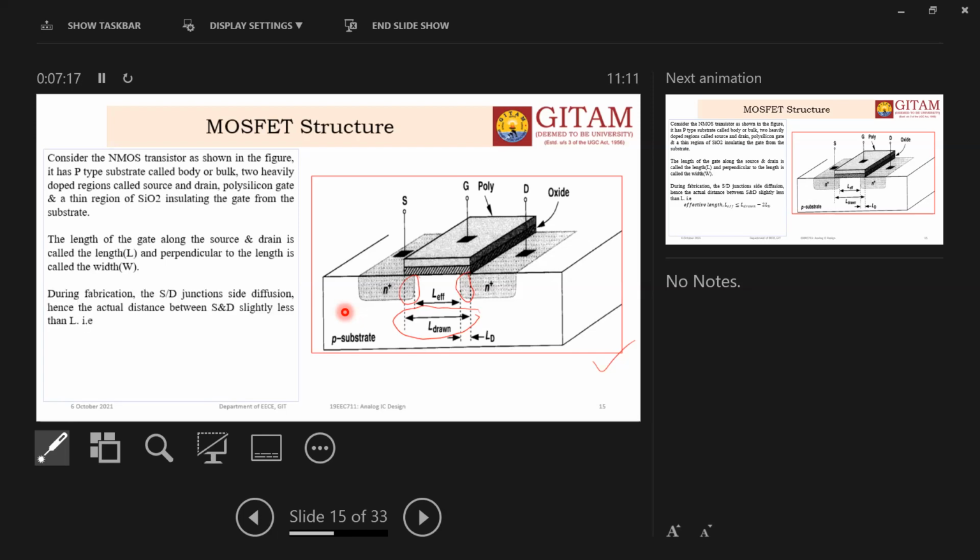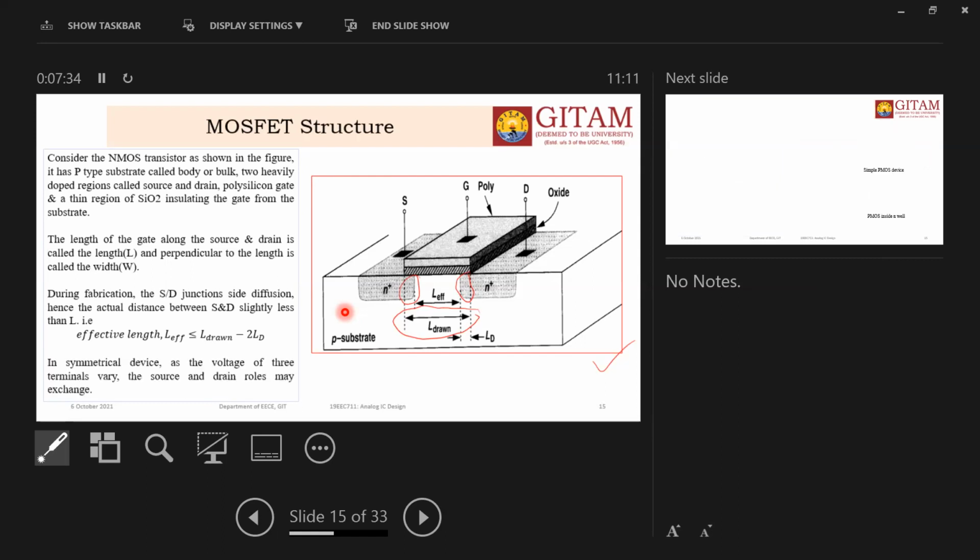During the fabrication of the source and drain junctions, side diffusion happens. Because of that, the distance between the source and drain is slightly less than L. What does L mean here in the picture? L drawn. So I can say the effective length, L effective, is less than or equal to L drawn minus 2LD.